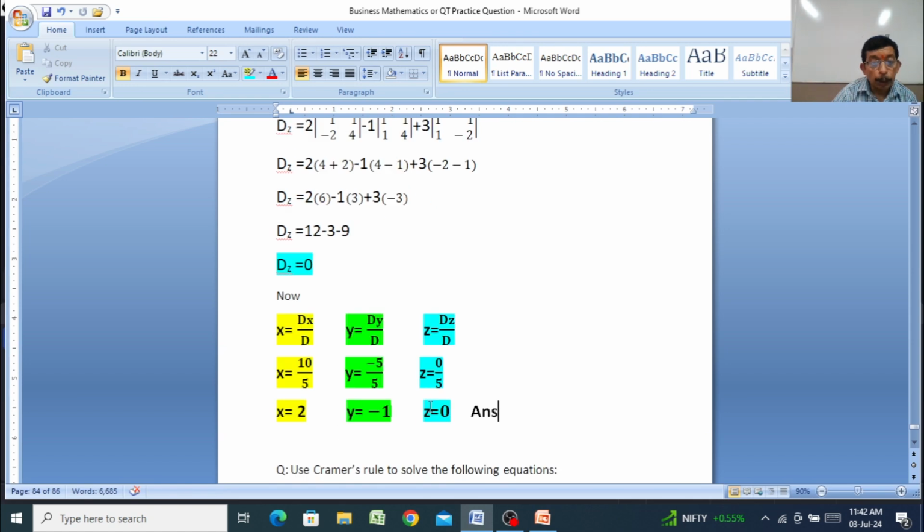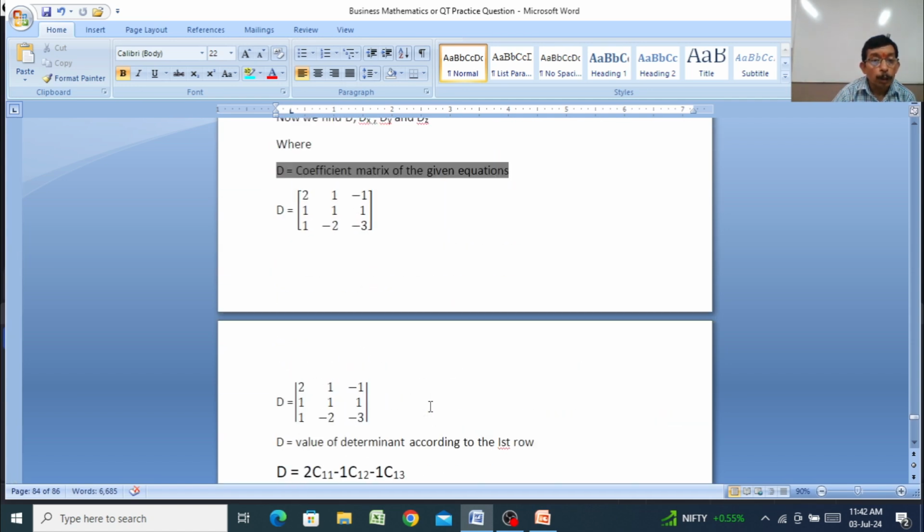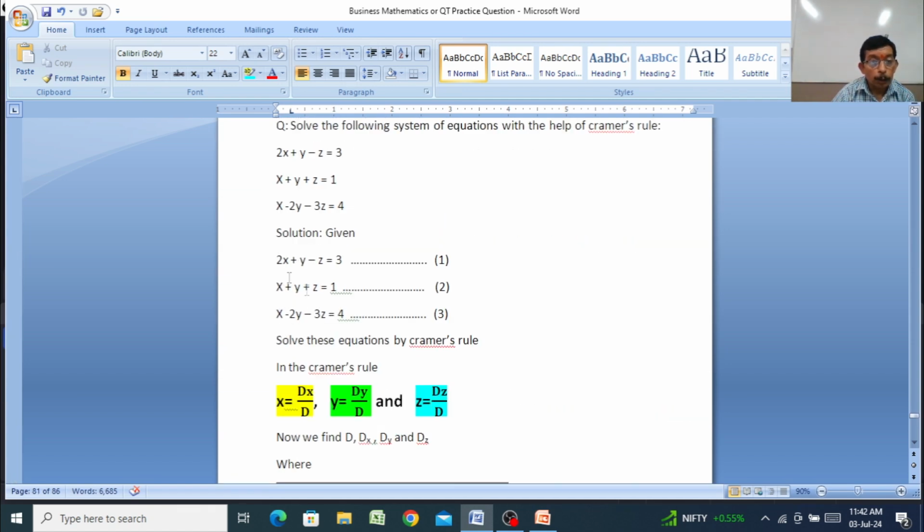x is equal to 2, y is equal to minus 1 and z is equal to 0. In the given equation, x is equal to 2, 2 times 2 is 4, minus 1, 4 minus 1 and z is equal to 0, 4 minus 1, 3. The result is 3. It satisfies the equation.